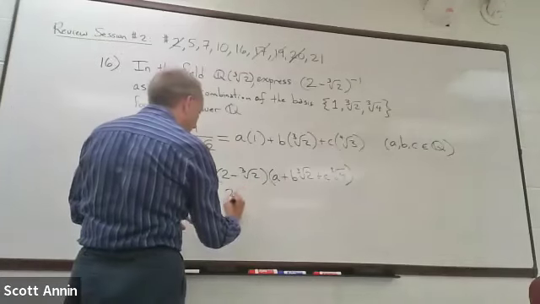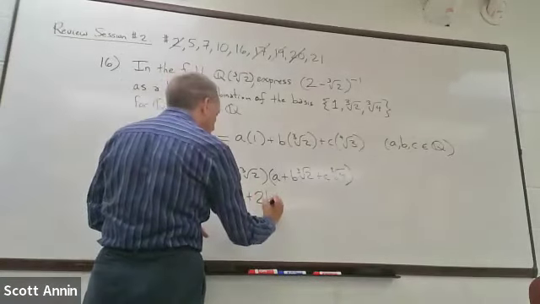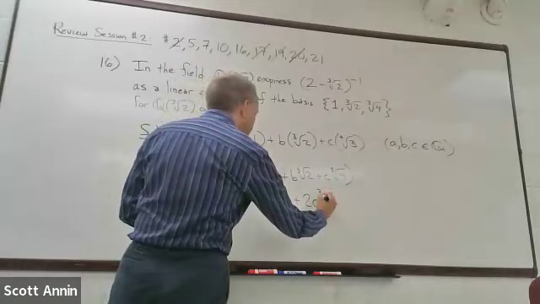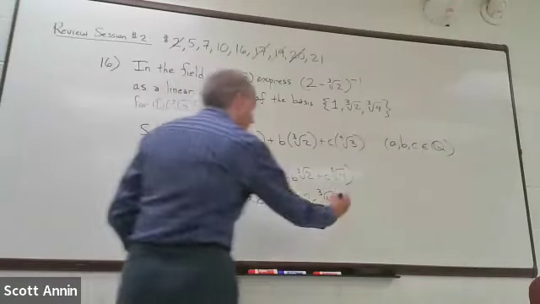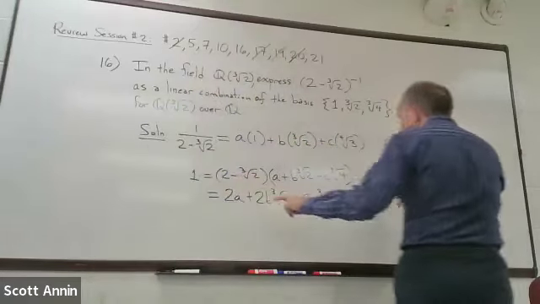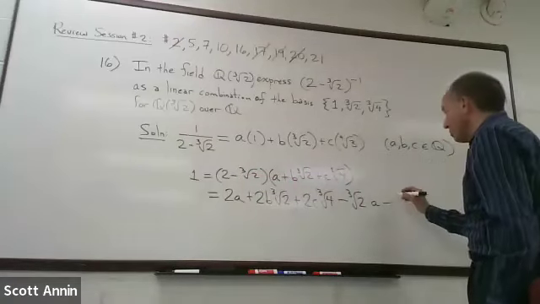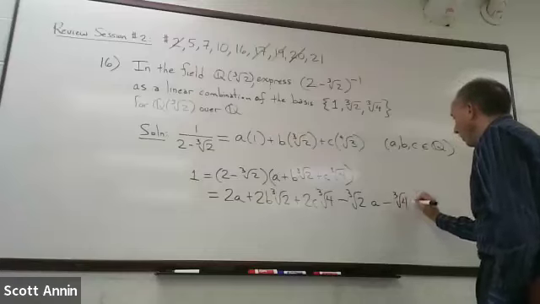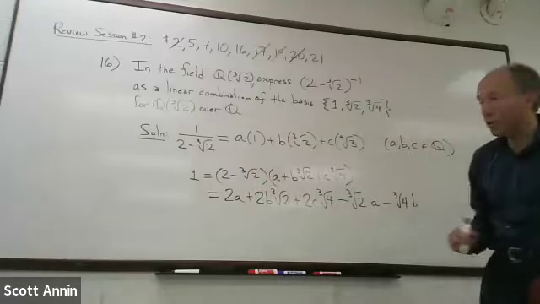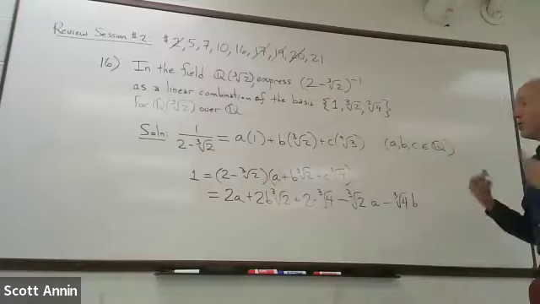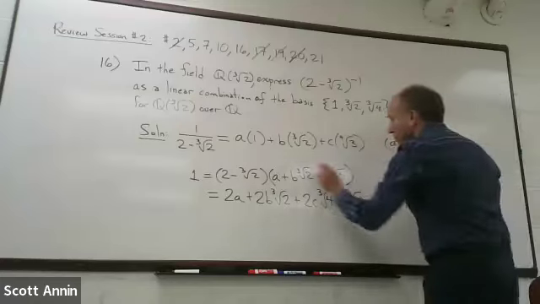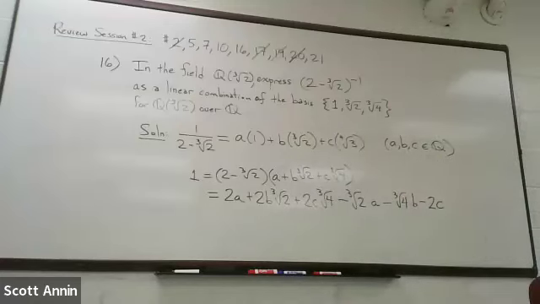So I have 2 times a, and then plus 2b times the cube root of 2, and then plus 2c times the cube root of 4. And then I have minus the cube root of 2 times a. And then minus the cube root of 2 times b times the cube root of 2, which is actually the cube root of 4 times b. And then the last term is the cube root of 2 times the cube root of 4, which is the cube root of 8, which is 2. So this will have a minus 2c on it.